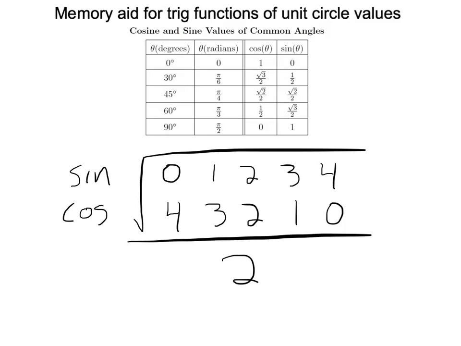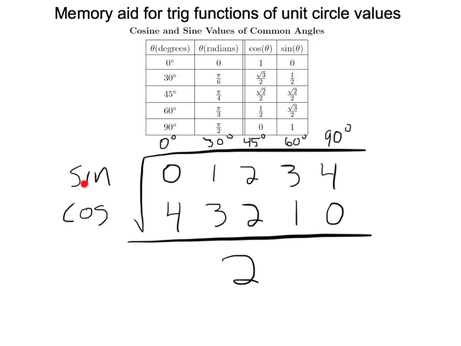Now, as far as the angles go, this is 0 degrees, 30 degrees, 45 degrees, 60 degrees, and finally 90 degrees. So this is how you use this. If you have 30 degrees and you want to find sine of 30 degrees, which should be 1/2, you go to the 30 degree column, look up sine, and you get square root of 1 over 2. That's 1/2. Cosine of 30 degrees would be square root of 3 over 2.